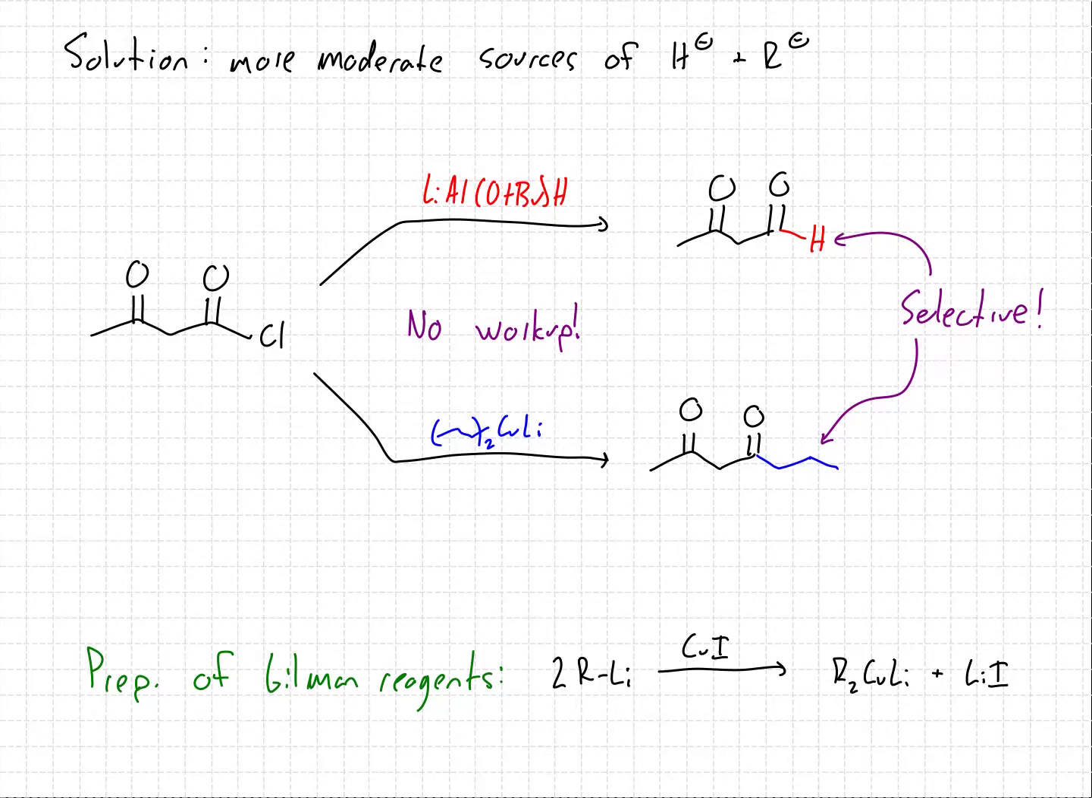Gilman reagents can be prepared also from scratch, so to speak. They are prepared from organolithium reagents and copper-1 iodide. So the treatment of copper iodide with two equivalents of an organolithium reagent will give the corresponding Gilman reagent, R2CuLi, and lithium iodide as a side product.